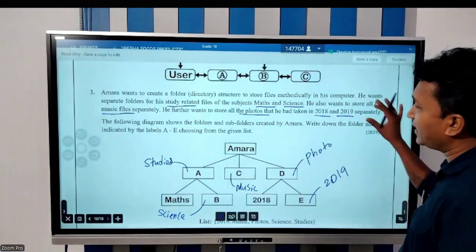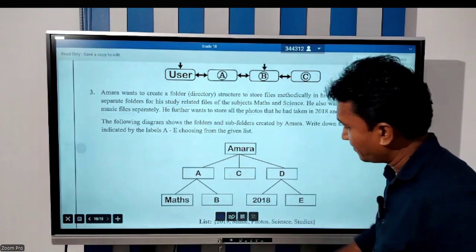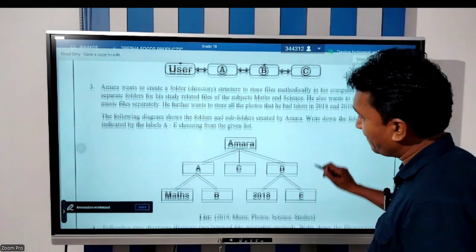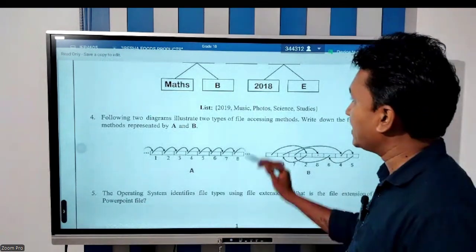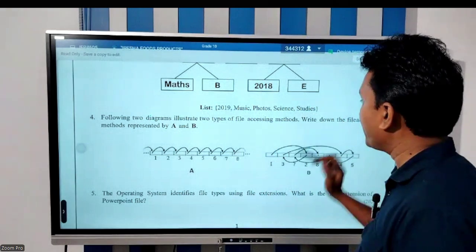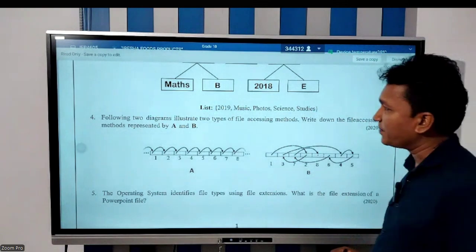Carefully read the content and write down these answers. Okay. Then we go to fourth question. The following two diagrams illustrate the types of file accessing methods. We have discussed that one. Write down the file accessing methods represented by A and B.